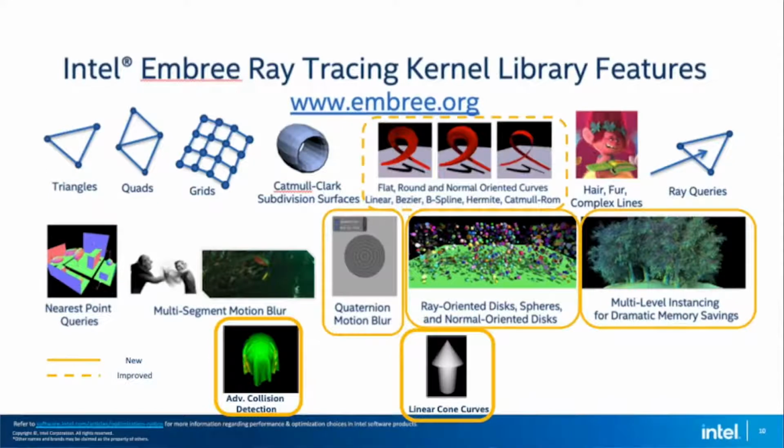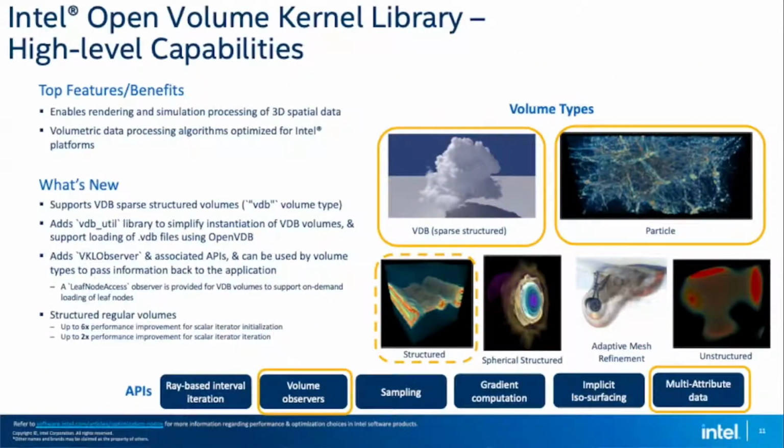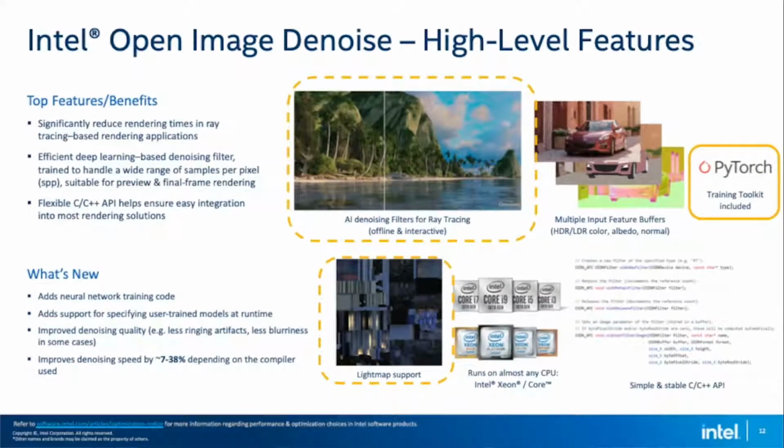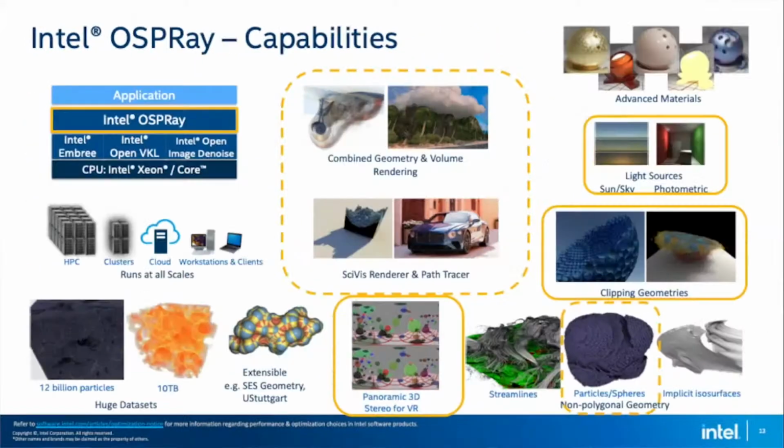For Embree, quaternion motion blur is my favorite. For Open VKL, VDB data format and multi-attribute data are game changers. For Open Image Denoise, you have access to the AI training infrastructure to tune the denoising to your uses. For OSPRay, realistic sun-sky models and panoramic 3D stereo are very cool.